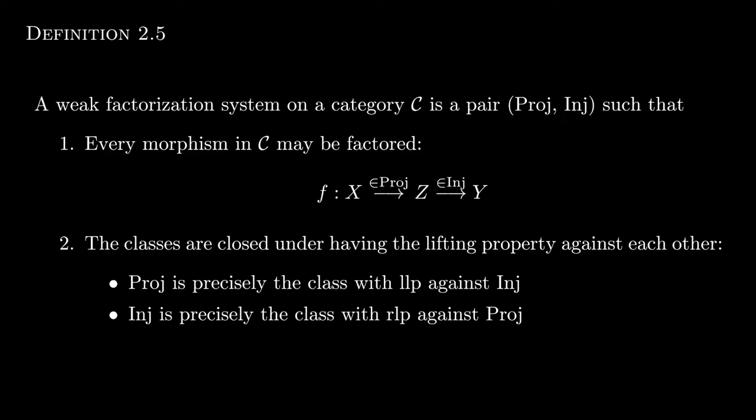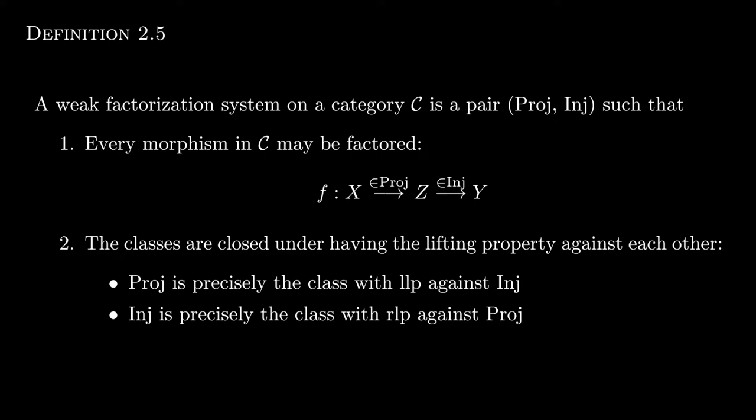So we are ready to define weak factorization systems. It's a pair of classes of morphisms with certain properties. The way we've written them would lead you to believe that these are projective and injective morphisms, but more on that in the actual definition. So we first require that every morphism in C is able to be factored as a morphism in the first class followed by a morphism in the second. Secondly, the first class must exactly be the class of morphisms with the left lifting property against the second class, and vice versa. The second class must precisely be the one with the right lifting property against the first.